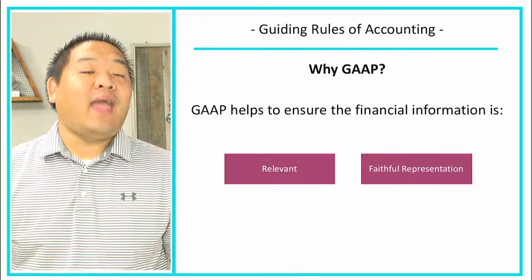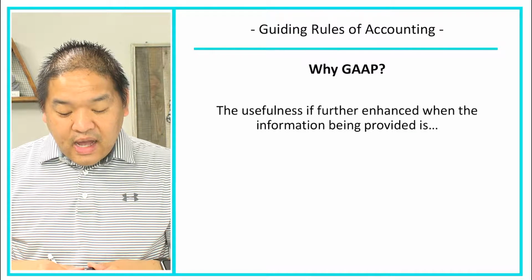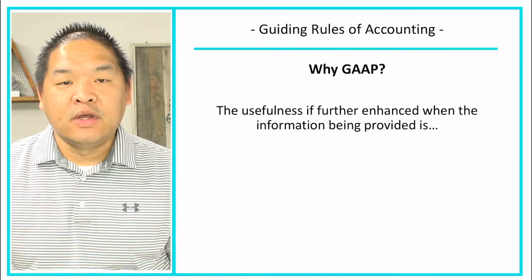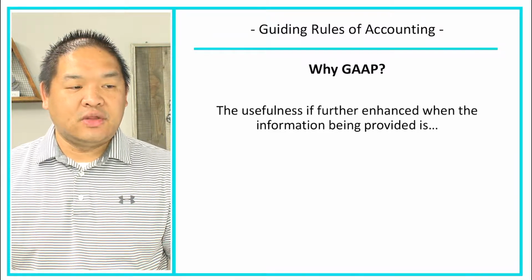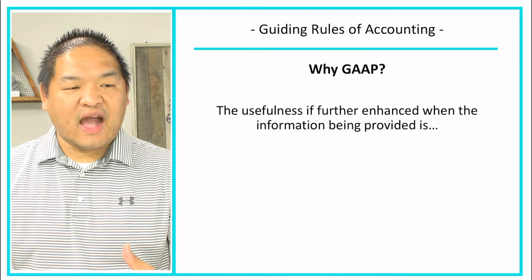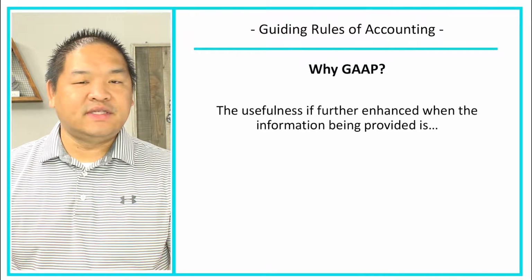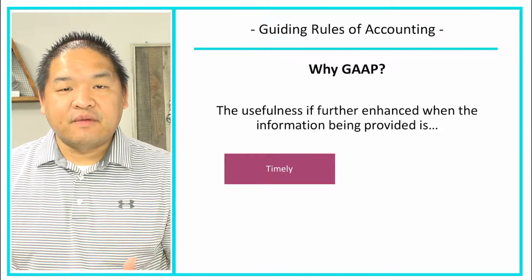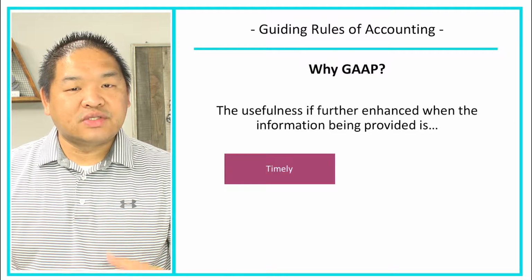Now, we can enhance the information that we're providing to shareholders through these 4 ways. These are enhancements to make sure that the data we're providing to shareholders actually makes more sense than if we didn't do it. The first one is timeliness. We want to make sure that the information is provided to the shareholders in a timely manner.